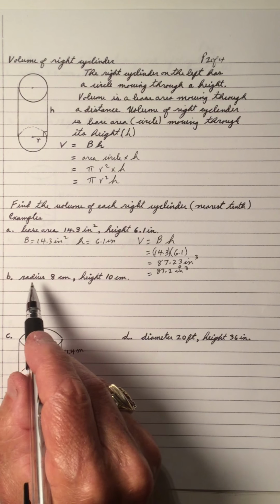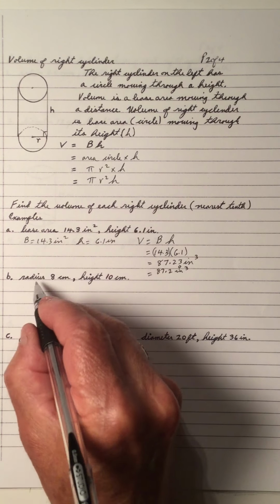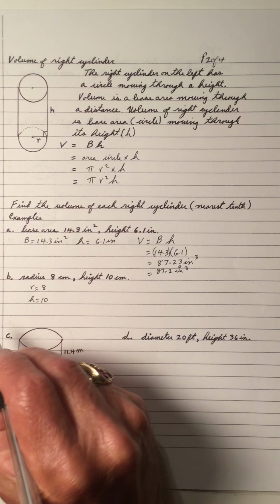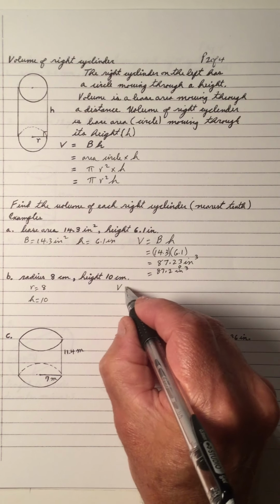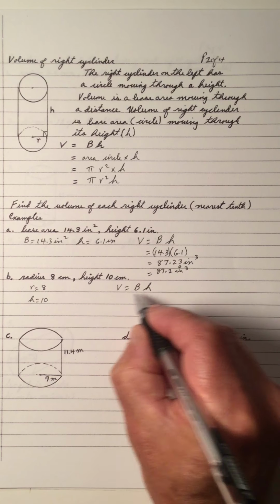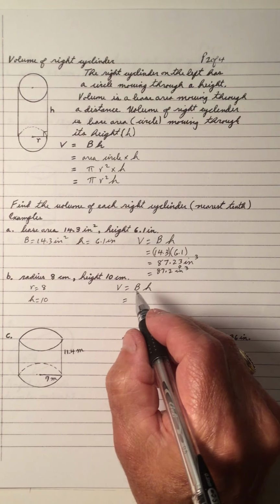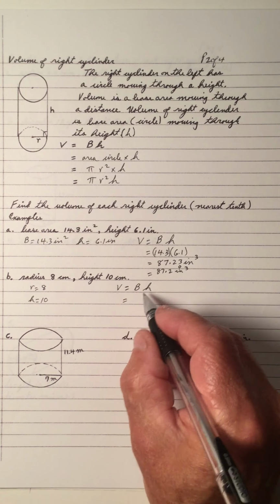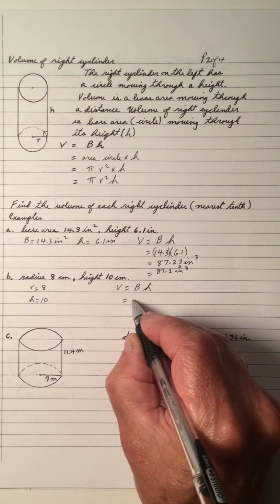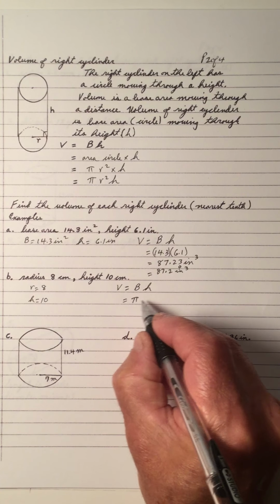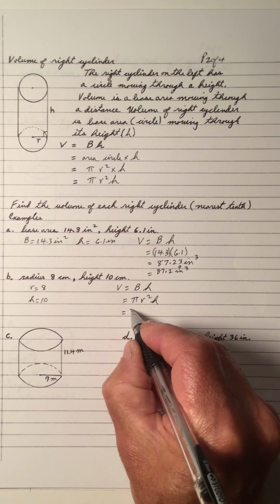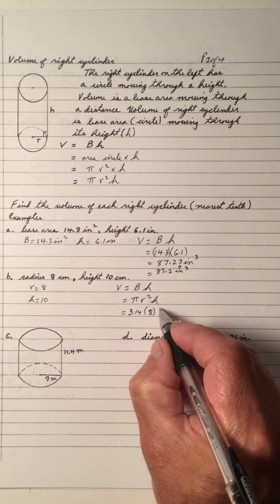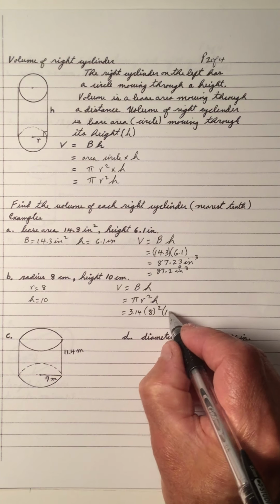B, we have a right cylinder that has a radius of 8 and a height of 10. So r is the radius, 8, and the height h is 10. The volume of a right cylinder is base area times height. That's true for a triangular prism, rectangular prism, cube, square prism, the same formula. The base area of a cylinder is a circle, so it's pi r squared h.